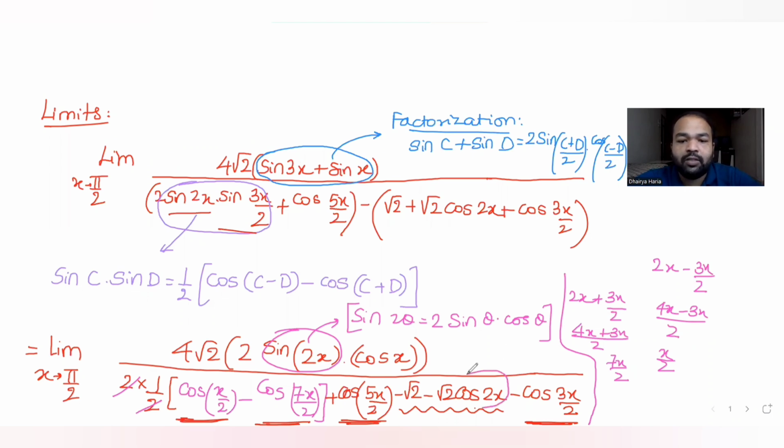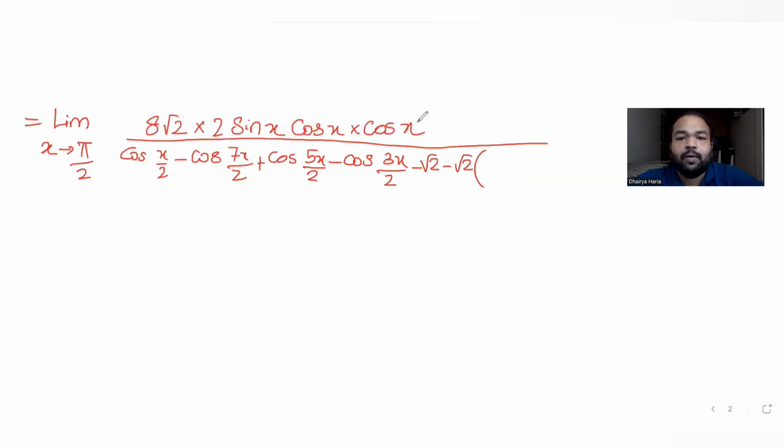So I can write this cos 2x as 2 cos square x minus 1. Right? So if I write it like this, in the next step what do I get? Minus root 2 times 2 cos square x minus 1. Right? Well, let's try to simplify it further.